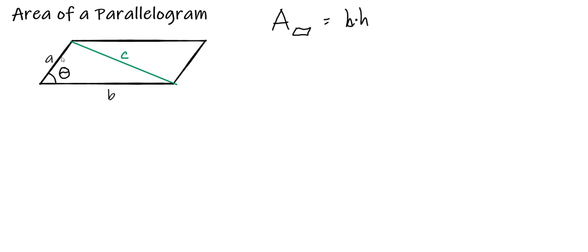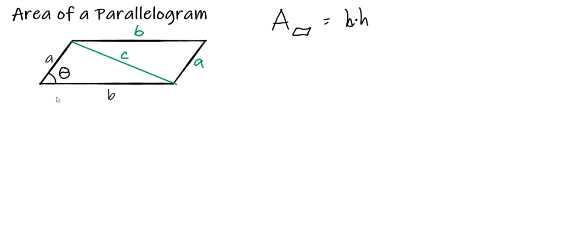Now let's remember back to our definition of a parallelogram. A parallelogram is any quadrilateral that has opposite sides that are parallel. As a consequence of this, one of the theorems we learned back in geometry was that not only were the sides parallel, but they were also congruent. So that means that the side opposite to B here also has a length of B, and the side here that's opposite of A will also have length of A.